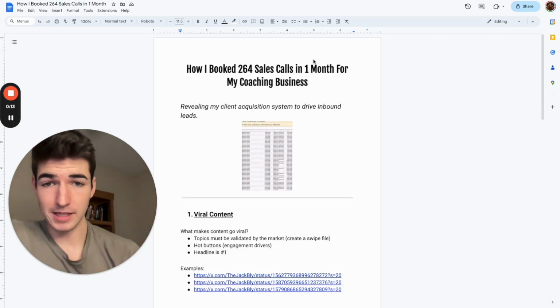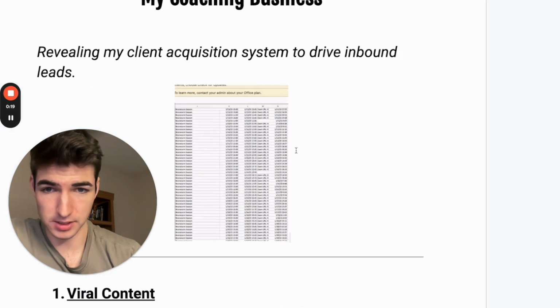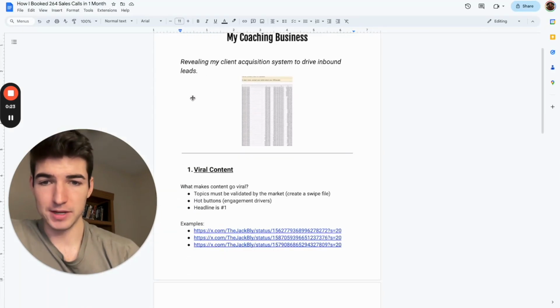Okay, now we're inside my laptop. Let's go over the exact process, and here's a little GIF. This is the visual of the 264 calls booked. You can see a bunch of events here. But anyways, here's the process.